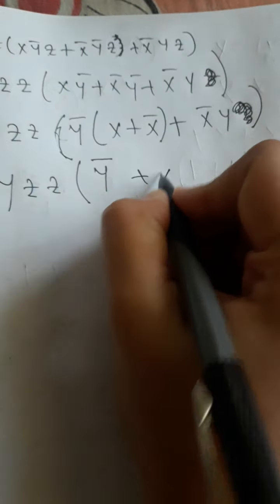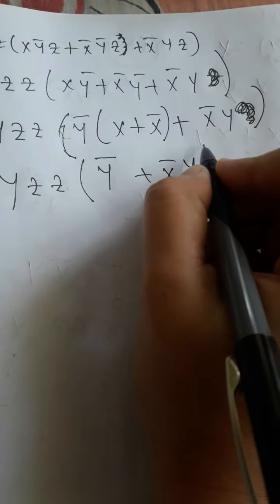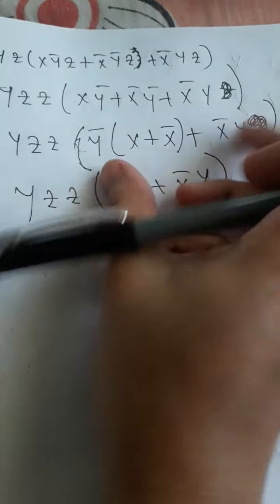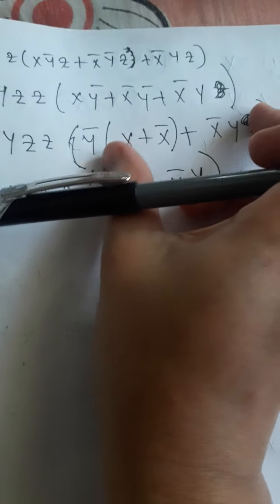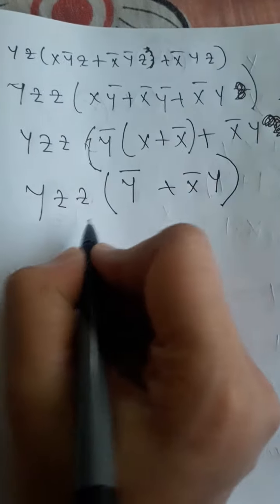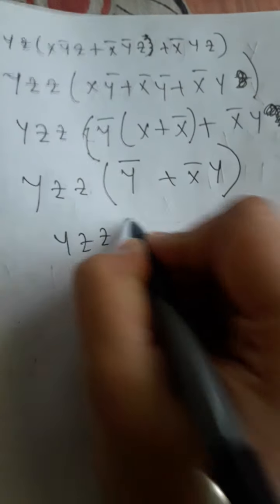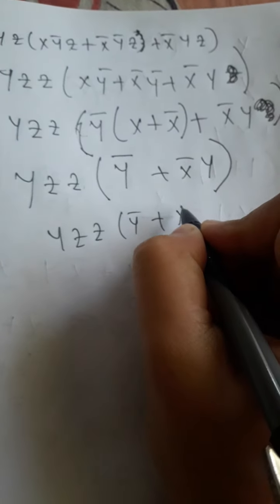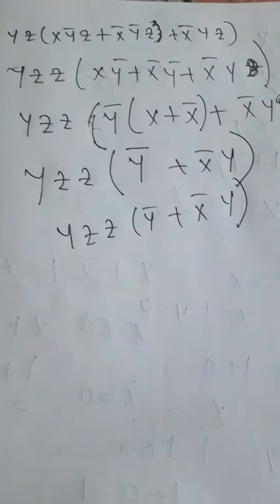Now plus x bar y. So this is the solved part of this common inner bracket part. So yz, y bar plus x bar y.